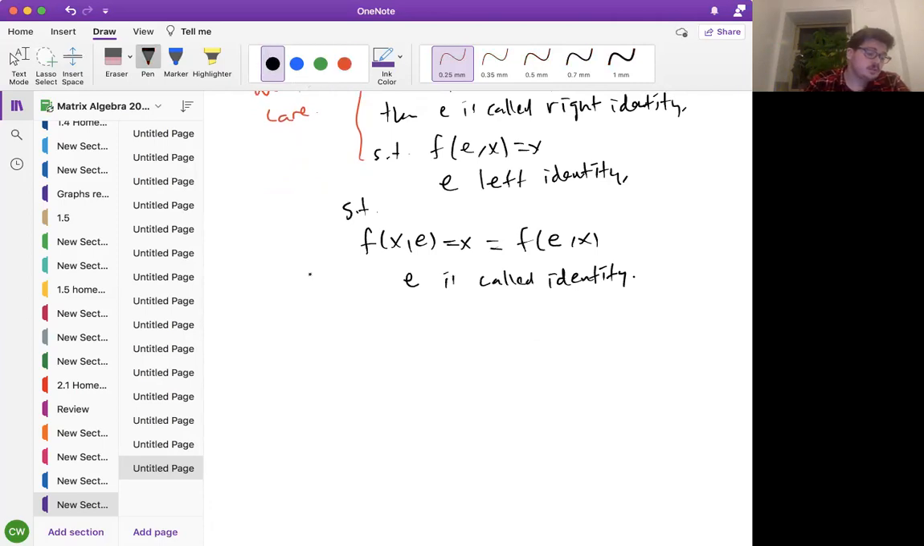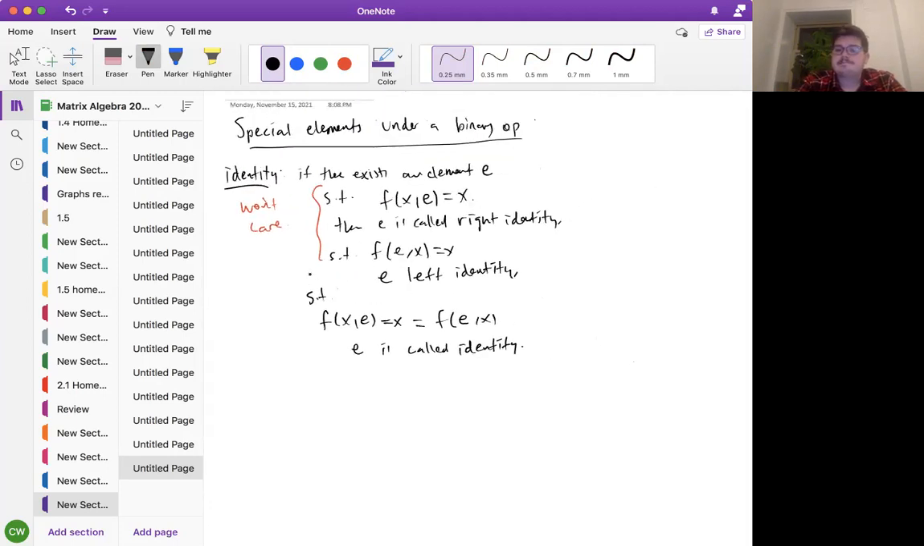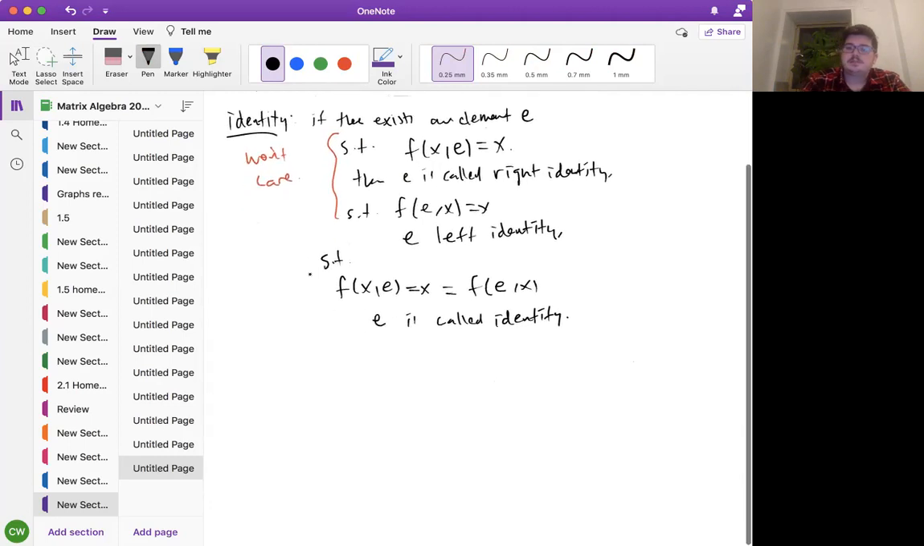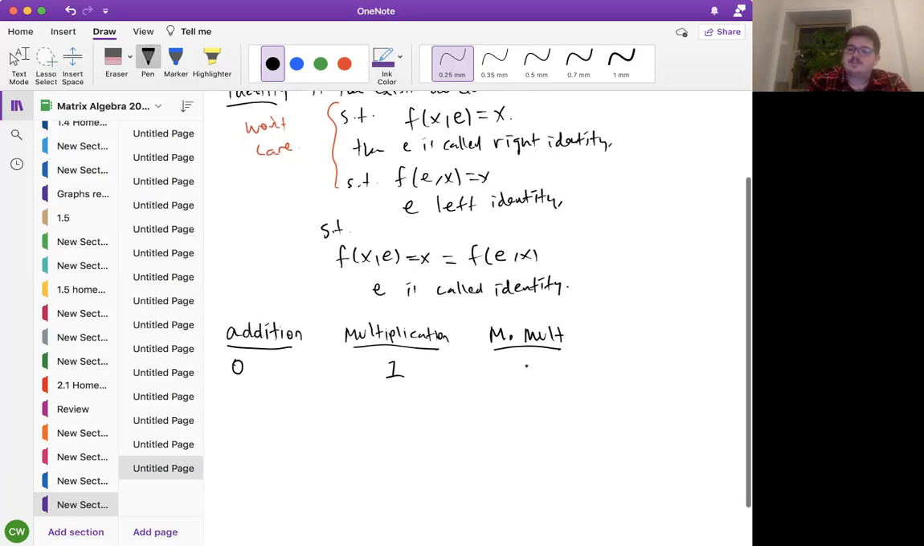Can you give me an example of an identity for some operation? How about addition? What's the identity for addition? Zero, yeah. How about multiplication? 1. How about matrix multiplication? The identity matrix, I.